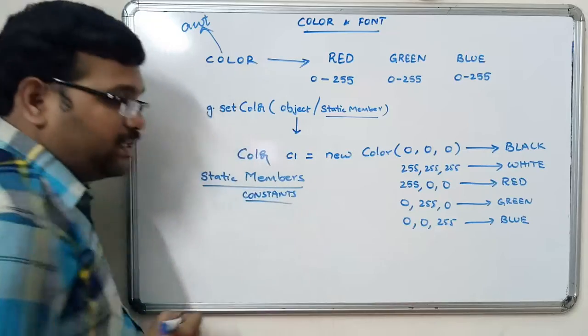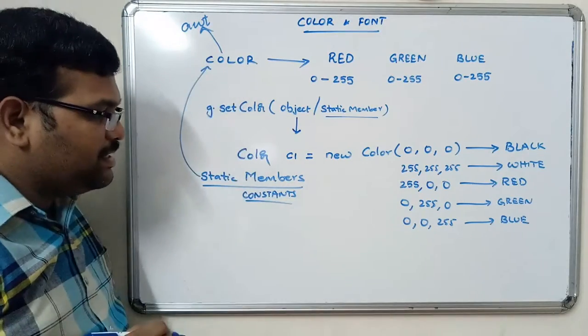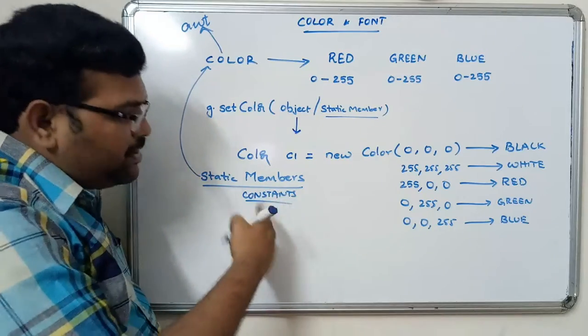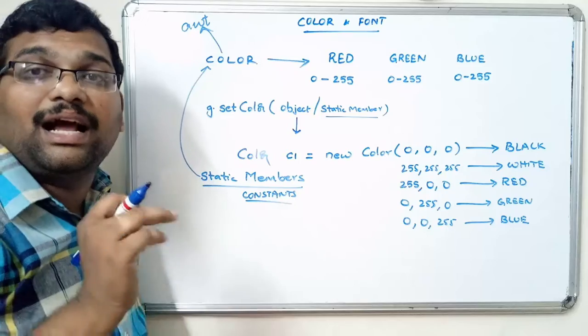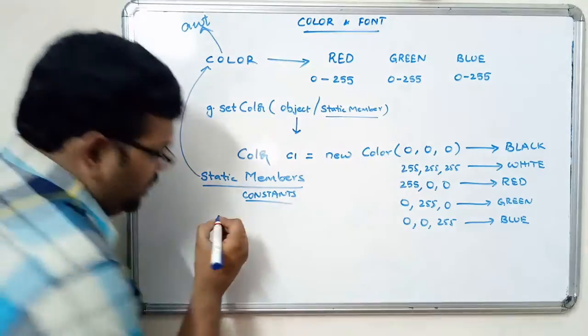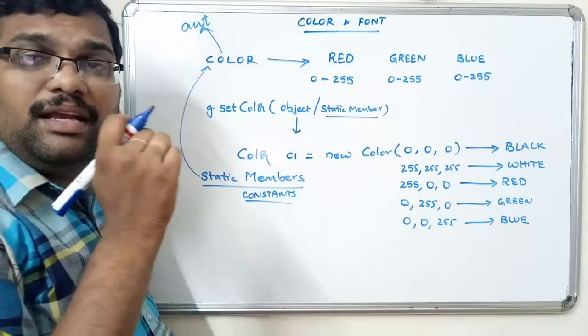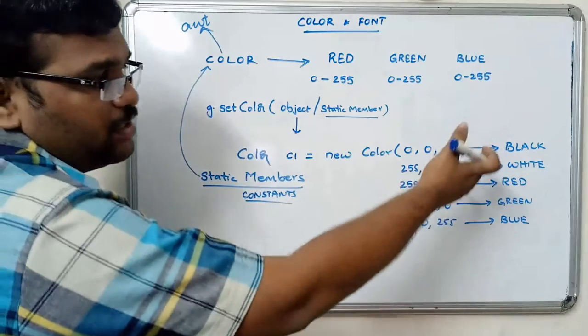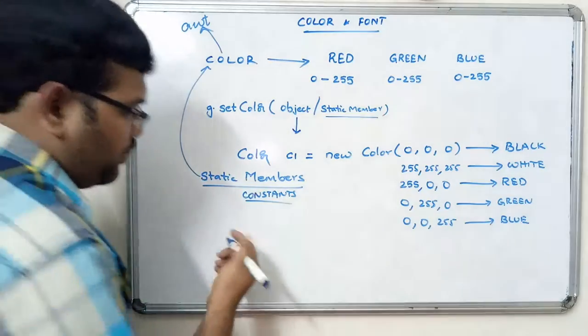So these are the constants. These are available in this Color class. Whatever static members or constants are available in the Color class can be accessed by using the class name. The static members are nothing but the names: black, white, red, green, blue. These are predefined names, predefined constants.